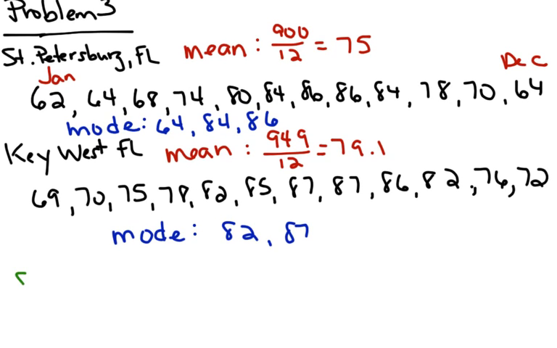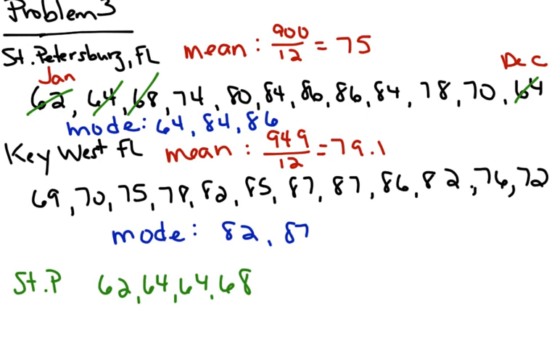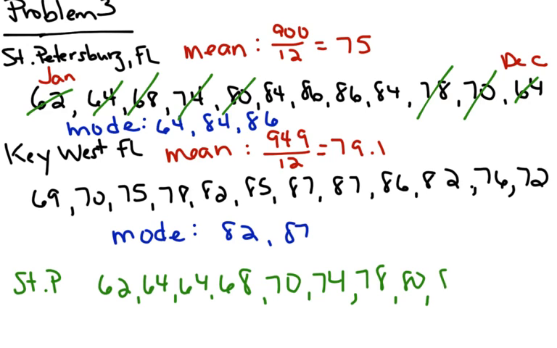So let's start with St. Pete. 62, and then there's 2 64s, and then there's a 68, and then a 70, 74, 78, 80, 2 84s, and then 2 86s.